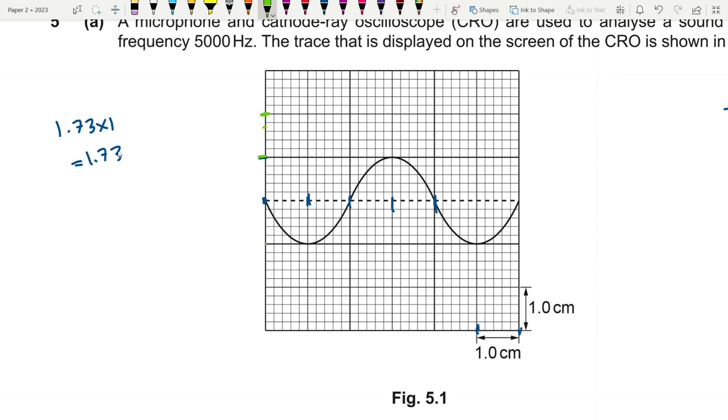Similarly, 1.7, minus 1.7, plus 1.7. Okay, so let's do this. We reach the peak over here, we reach the peak over here, and we reach the peak over here again. Okay, and these values will be the same, right? So let's do this. This is our new wave.